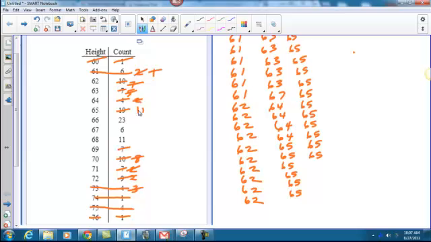7 would cancel with 7 of these, and I would have 4 left. 4 of these would cancel with 4 of these, and I would have 7 left. 7 of these would cancel with 7 of these, and I would have 16 left. And then 6 of these would cancel with 6 of these, and I would have 10 left. And so 66 right here, since that's the only one that's left over, and you have 10 of those left over, this would have to be your median.